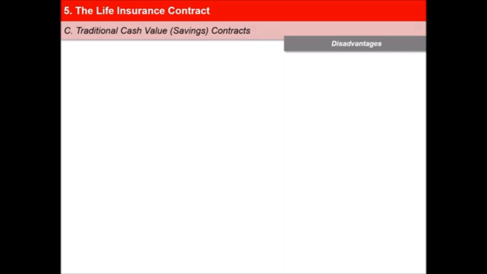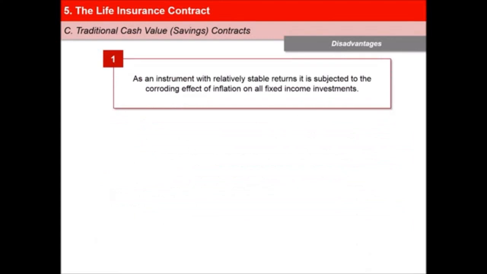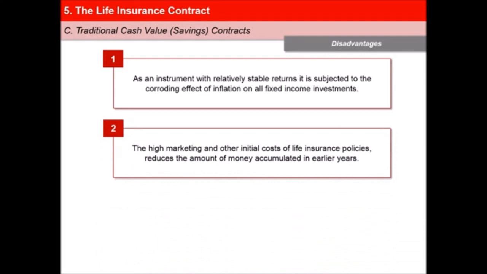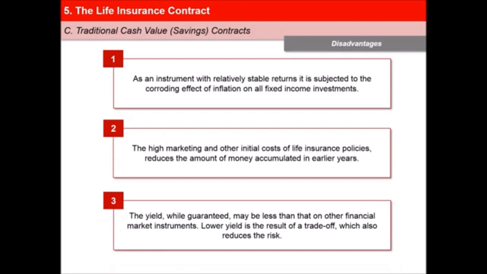Apart from these advantages, there are some disadvantages too of a life insurance contract. First, as an instrument with relatively stable returns, it is subjected to the corroding effect of inflation on all fixed income investments. Second, the high marketing and other initial costs of life insurance policies reduce the amount of money accumulated in earlier years. And third, the yield, while guaranteed, may be less than that on other financial market instruments.